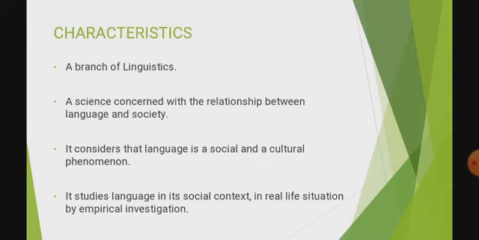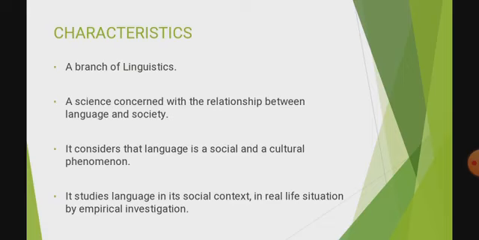Now you can see the characteristics of sociolinguistics. Sociolinguistics is one of the branches of linguistic science concerned with the relationship between language and society. You can take sociolinguistics as a science that deals with the relationship between language and society. It considers that language is a social and cultural phenomenon. It studies language in its social context in real life situations by empirical investigation.